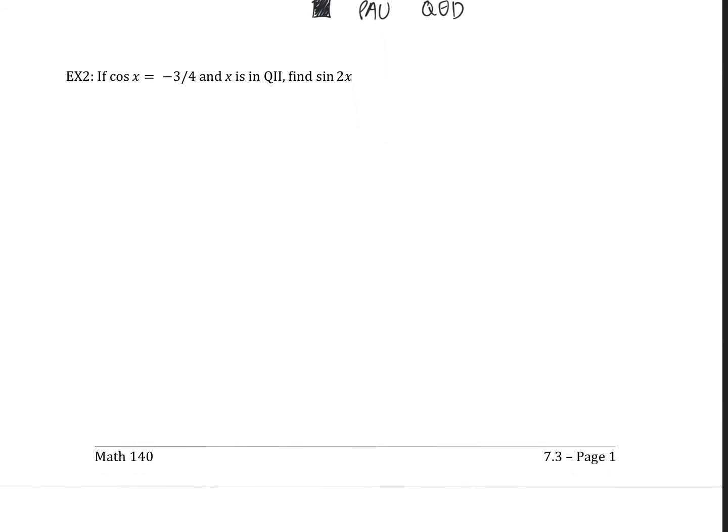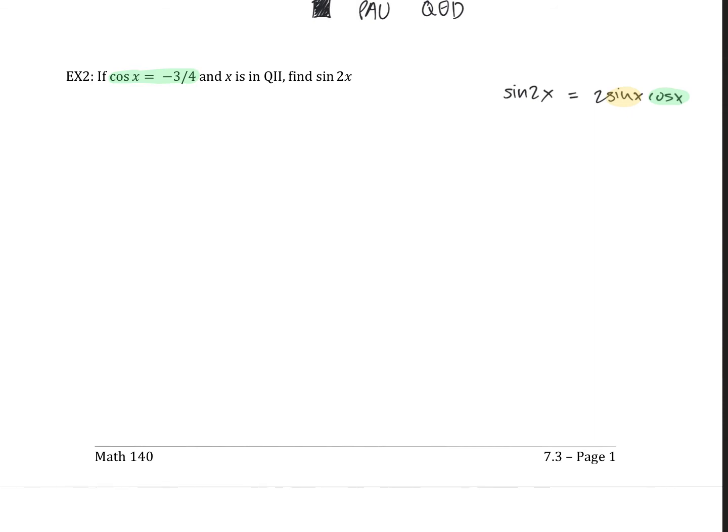Alright, so example 2. If cosine of x equals negative 3 over 4 and x is in quadrant 2, find sine 2x. Alright, so sine 2x. Well, we know that sine 2x, by our formula we had just earlier, is 2 sine of x cosine of x. Now we already have cosine of x. We know that equals negative 3 over 4. We have that. So what we need is sine of x.